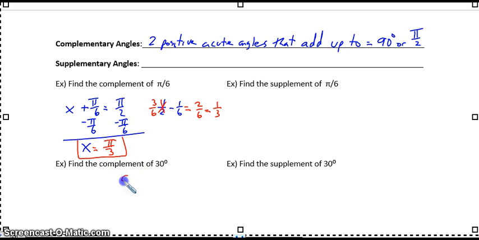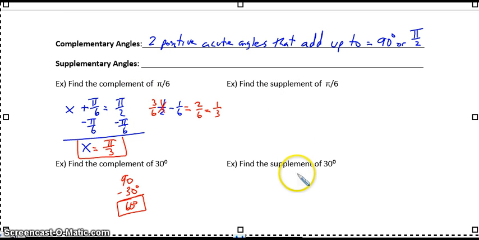Now, if I'm asking you to find the complement of 30 degrees, it's really easy to do that. You simply just take 90 degrees and subtract 30. That's essentially what I'm doing over here, is I'm taking 90 degrees, which is pi over 2, and I'm subtracting pi over 6. I just wrote the algebraic expression to show you what I was doing. You don't necessarily have to write the expression. You can just do 90 minus 30 and get 60 degrees. So that's how you find the complement. You recognize that complements add up to be 90 degrees.